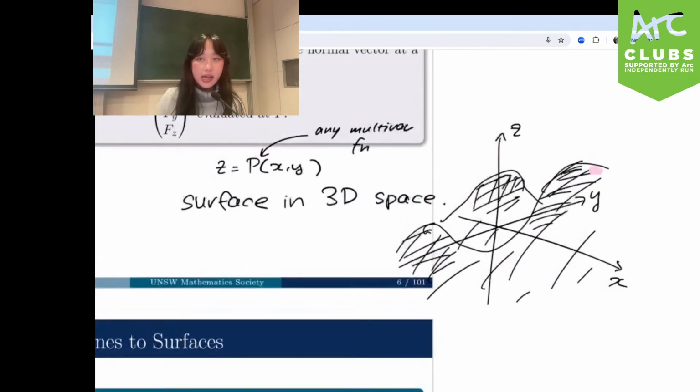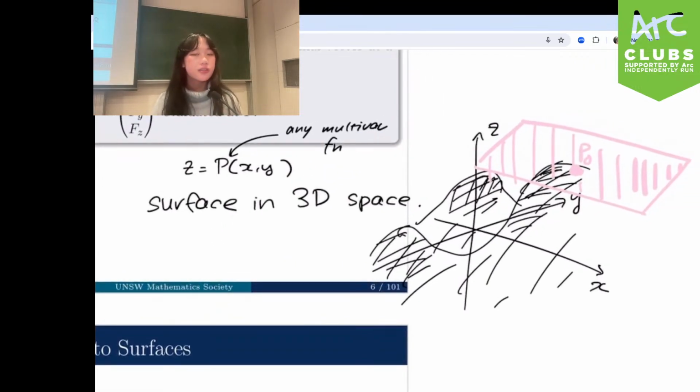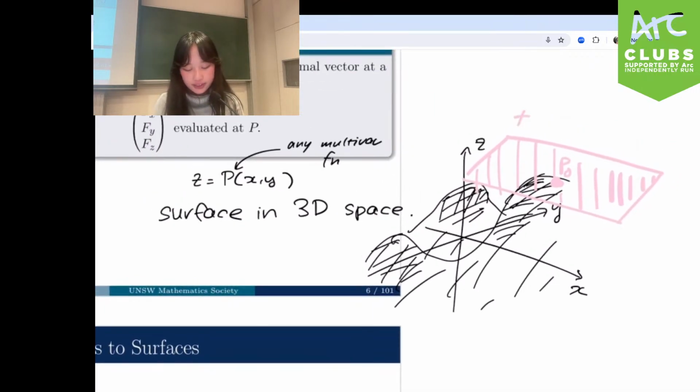We can find a plane which is tangent to that surface, meaning this plane briefly touches this surface at that specified point. Okay? So this is our point, we can just call it P0. And we've got a plane which is tangent to our surface at the point P0. So this is what we call a tangent plane.